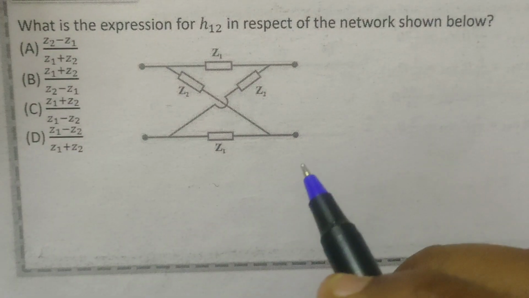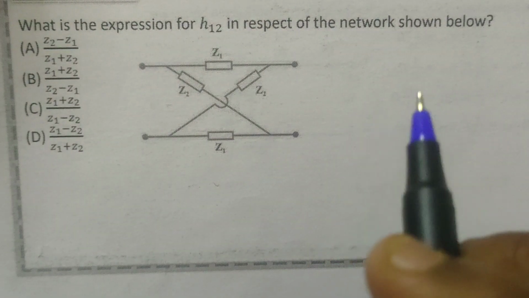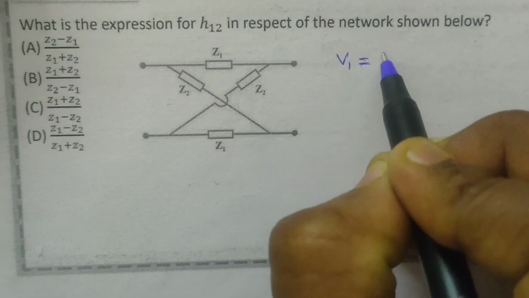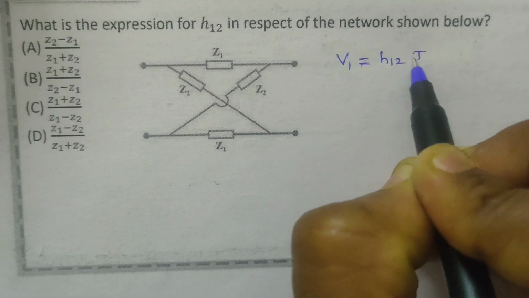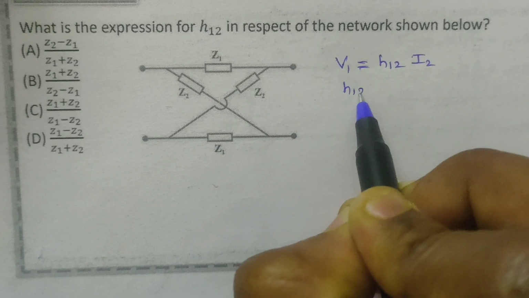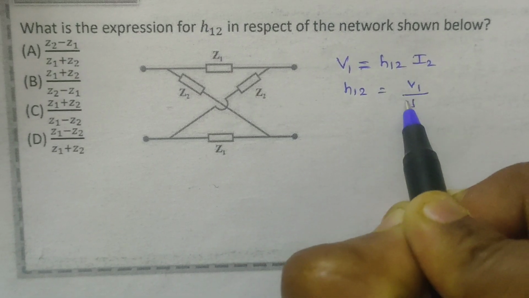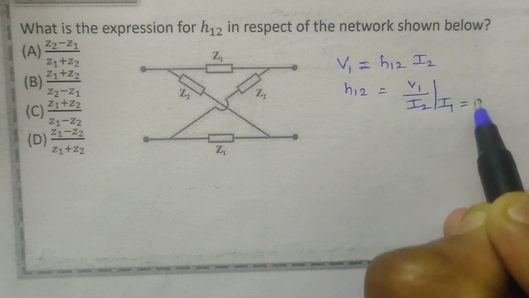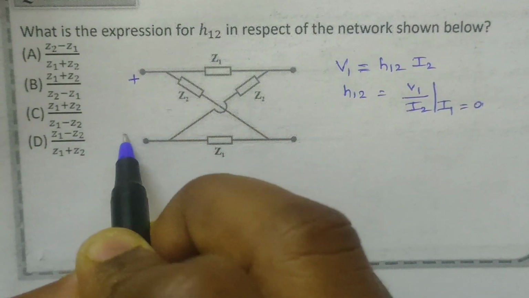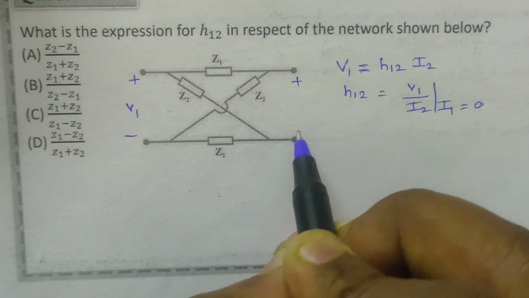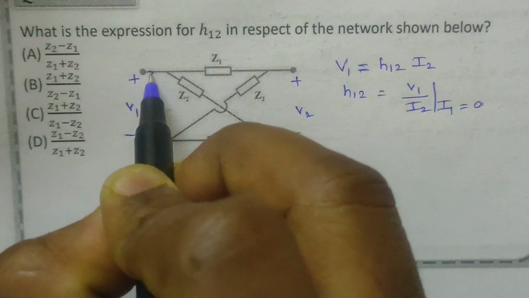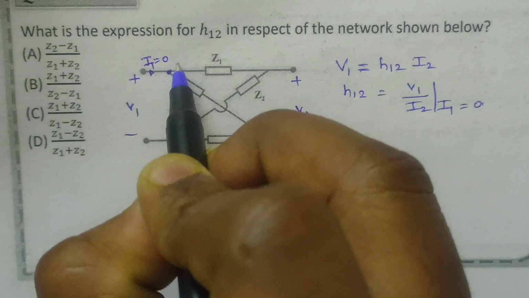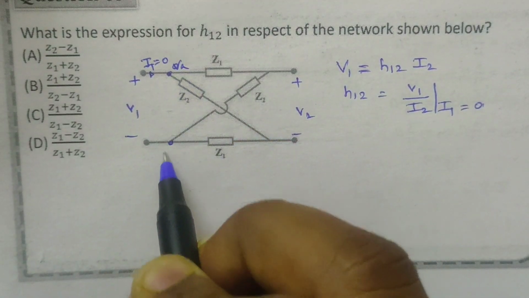In this question he is asking to find H12. V1 is H11 I1 plus H12 I2. So H12 is V1 by I2, where I1 is equal to 0. This is V1 and this is V2. Here the current entering, I1, is 0. Note it as VA, note it as VB.